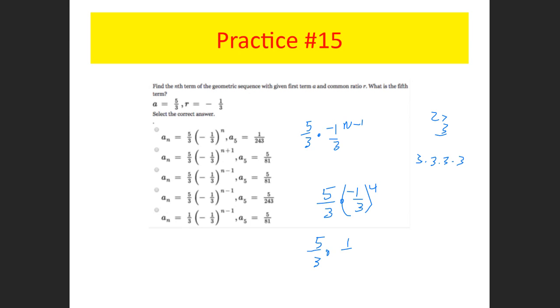I don't want to make a mistake here because that messes you guys up. 27, so that's 81. So if I do this out, I end up with 5 over 81 times 3, which is 243. So this is what I would end up with, 5 over 243. So it looks like this answer here.